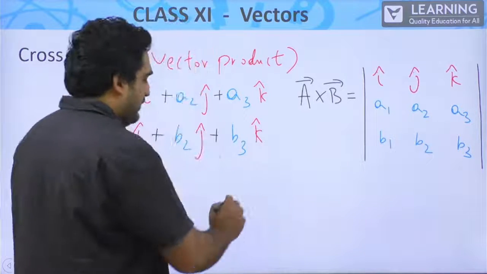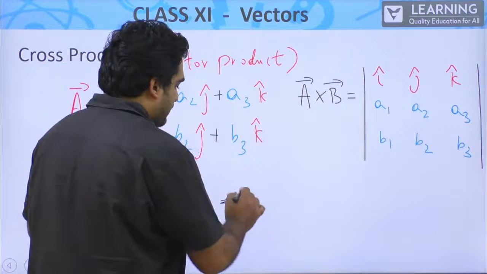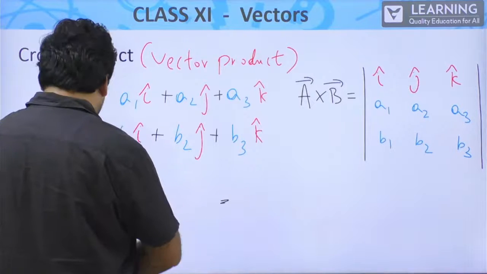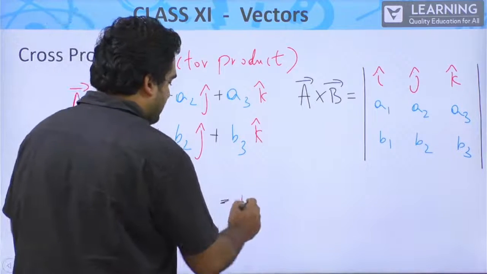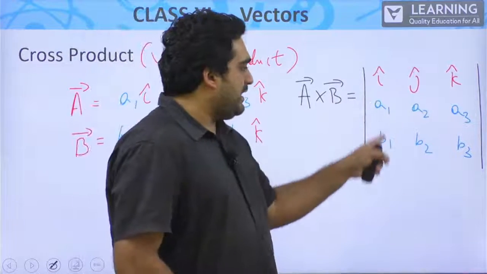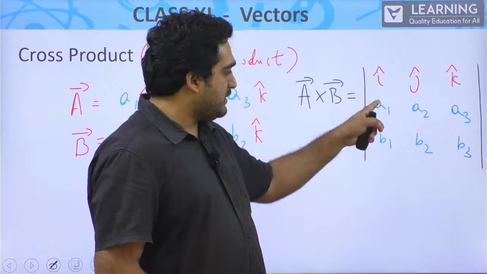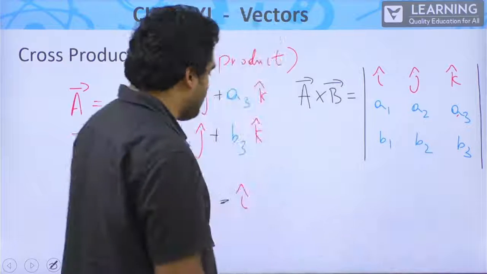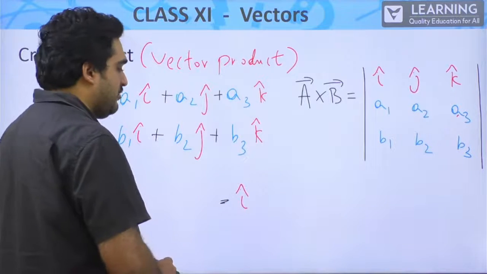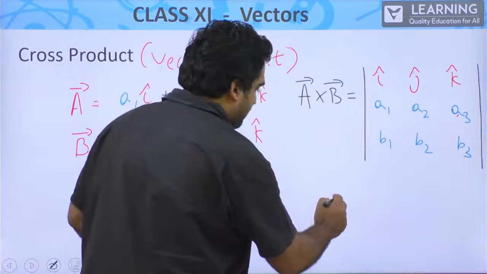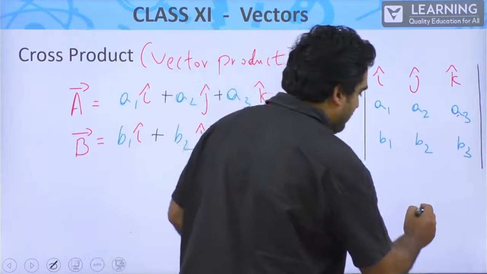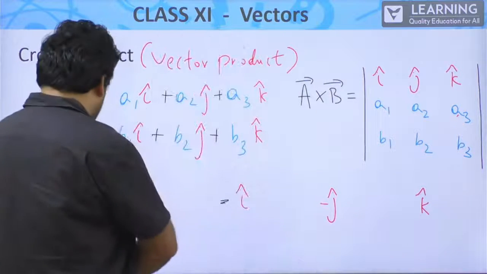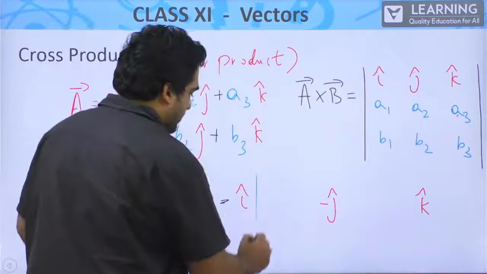So how do you find the determinant? You take the first element i cap. You might have learned it in your mathematics class. To find the determinant, you take the first element, eliminate the terms under it, which are A1 and B1, and write down the remaining elements, which are A2, A3, B2, B3. So I will do that, but first I will write my set of unit vectors.